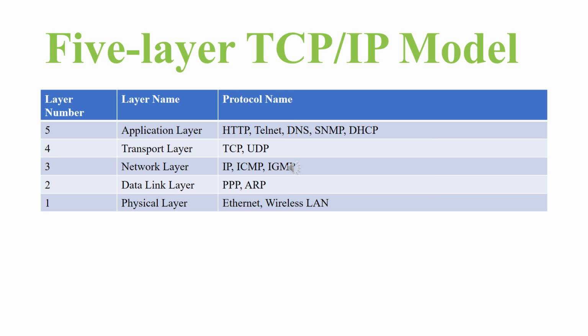Now in the 4-layer TCP/IP model, we have the internet layer, and in the 5-layer TCP/IP model, we have the network layer, and both layers have the same set of functionality.